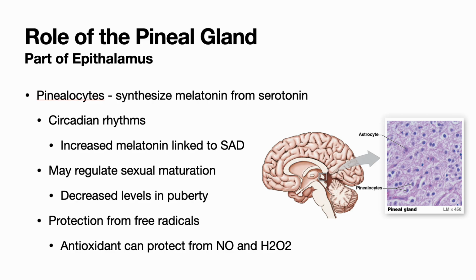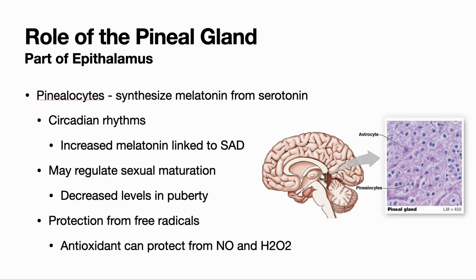Now, our last gland that we're going to talk about is the pineal gland. The pineal gland is this tiny little gland in the epithalamus of the brain. You might remember that from A&P2. There are cells in the pineal gland called pinealocytes, so that's pretty easy. And what they do is they synthesize melatonin. So they actually make melatonin from serotonin, which is a neurotransmitter found in the brain and produced by neurons.